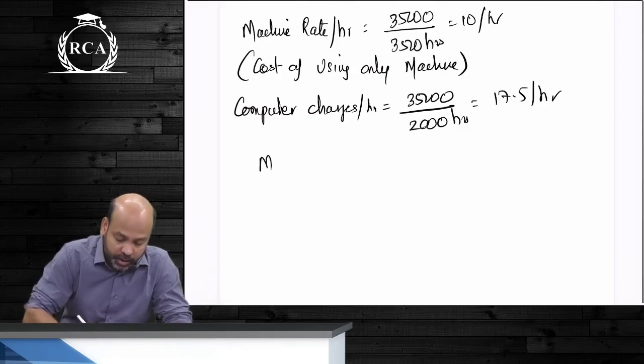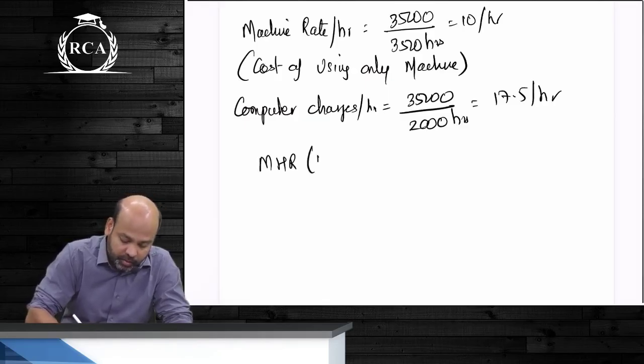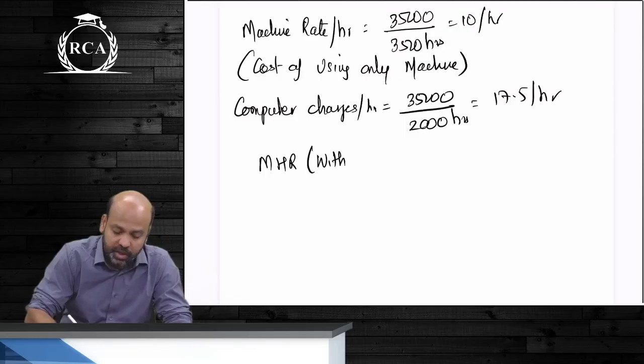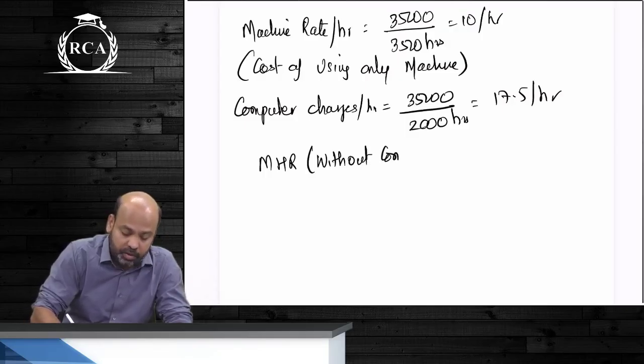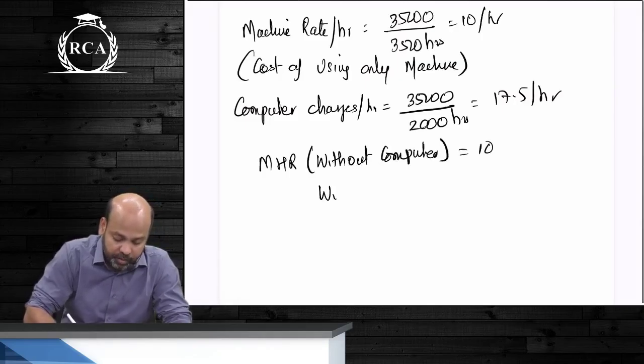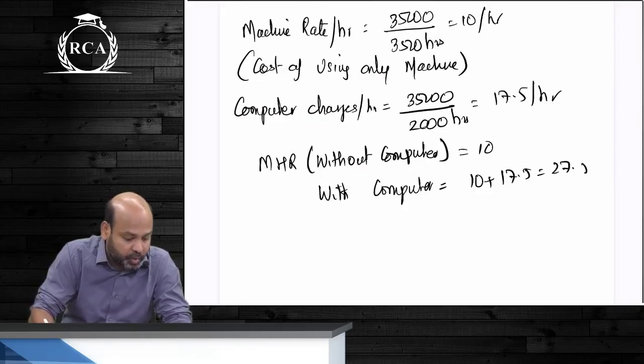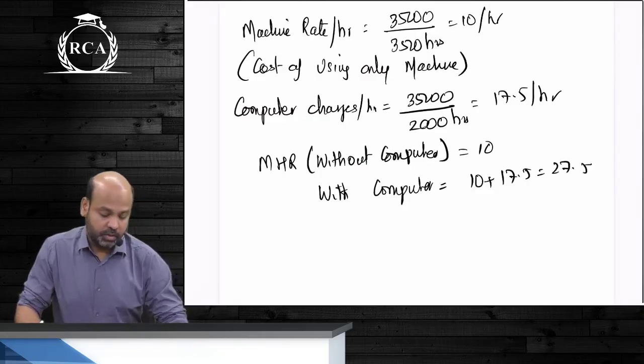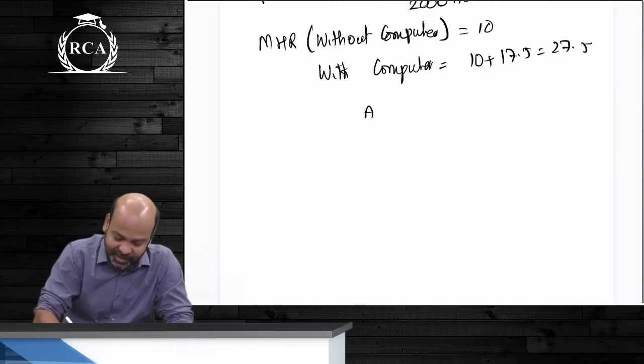So when you arrive at the machine hour rate, MHR, without computer, what will the answer be? Only 10 rupees. With the computer, it will be 27.5. You will have to take that 10 and add 17.5. 27.5. This will be the answer to the first bit.